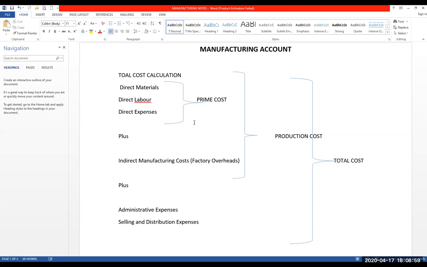Then further outside of that now, you have your selling and distribution expenses. So this one, can you tell me what are some selling and distribution expenses? Anybody? All right, guys. I will go with that.